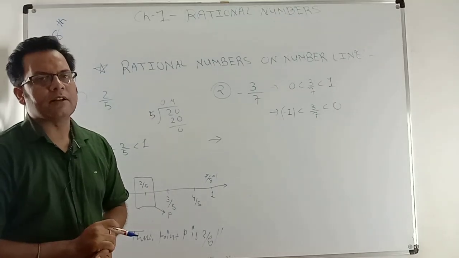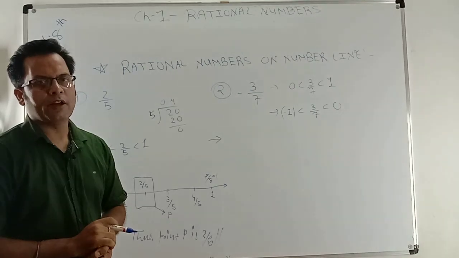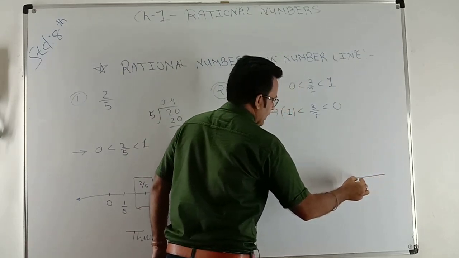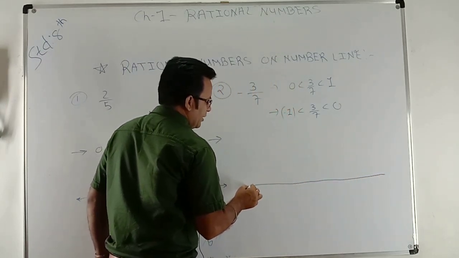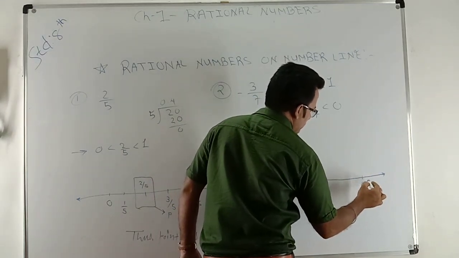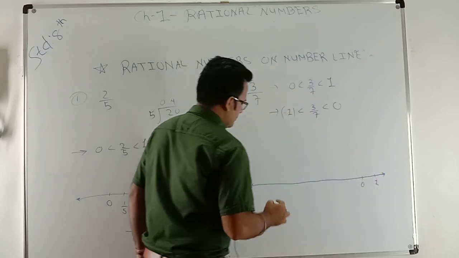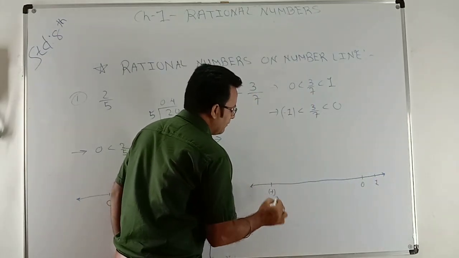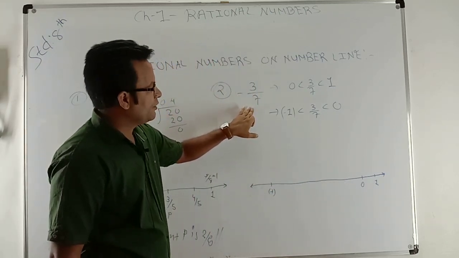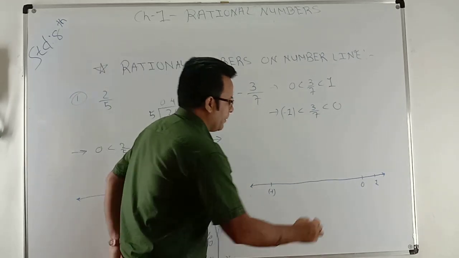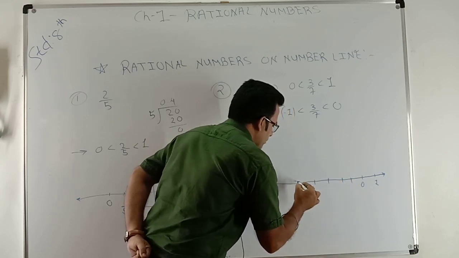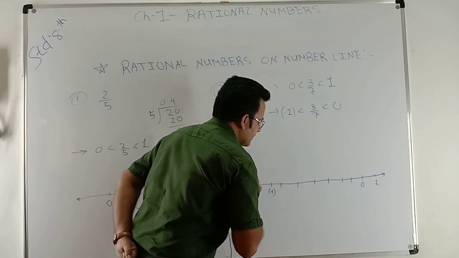Now you know very well the negative numbers presentation will be done on the left side. So again, draw a line of 8 or 10 centimeter. This is your 0, this is 1, and this is minus 1. So 0 and minus 1. Now check the denominators. You have to divide your line into 7 equal parts. 1, 2, 3, 4, 5, 6, and this is 7.